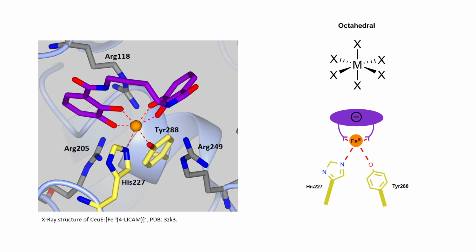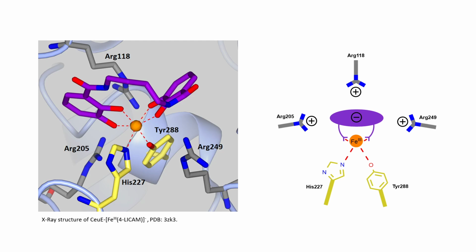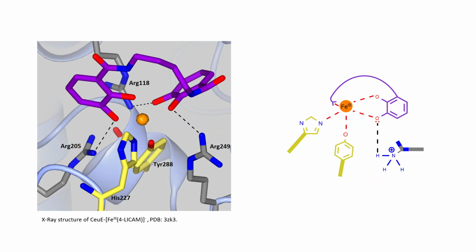The key interactions observed are the side chains of histidine and tyrosine residues involved in the coordination of the metal ion in an octahedral geometry, as well as electrostatic interactions between the positively charged arginine side chains and the negatively charged siderophore complex. The arginine side chains also act as hydrogen bond donors to several of the coordinating oxygens of the siderophore, with the hydrogen bonds being shown as dashed black lines.